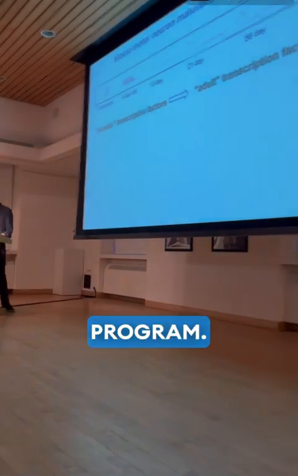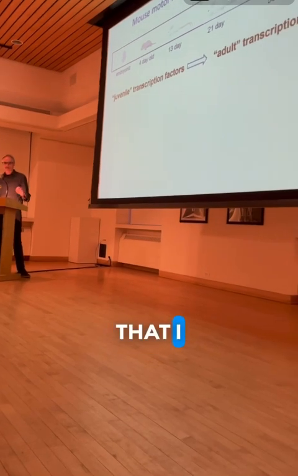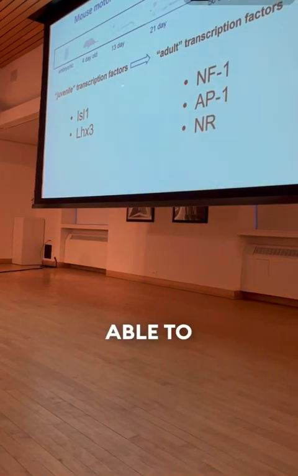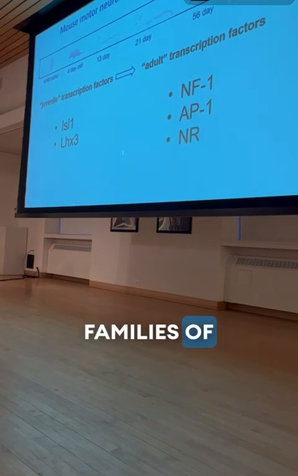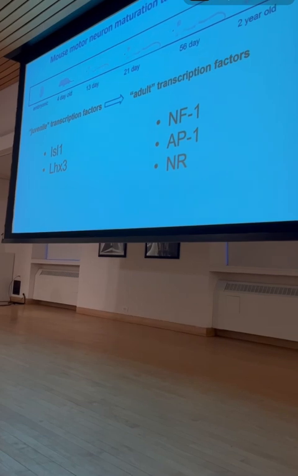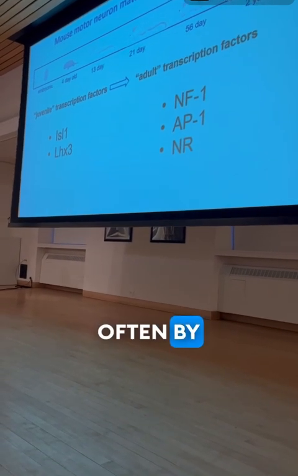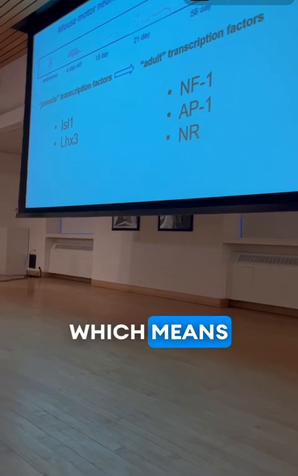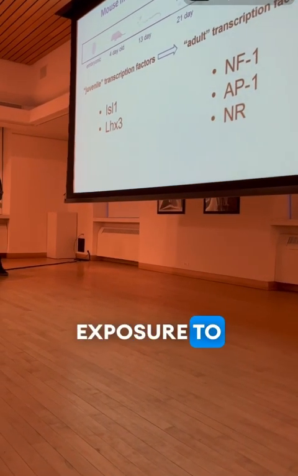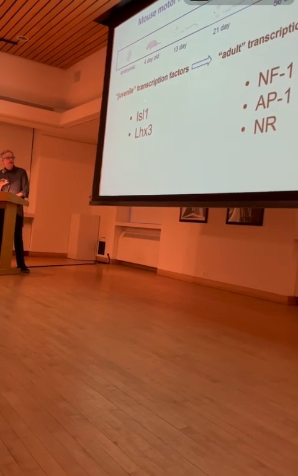Motor neuron gene expression program. And actually Tulsi was able to use other tools that I probably should not really get into here, but she was able to identify what families of transcription factors are controlling the adult state and the embryonic state. And remarkably, she found that the adult state is controlled often by neuronal activity, which means firing action potentials, as well as exposure to hormones, different hormones in a maturing organism.